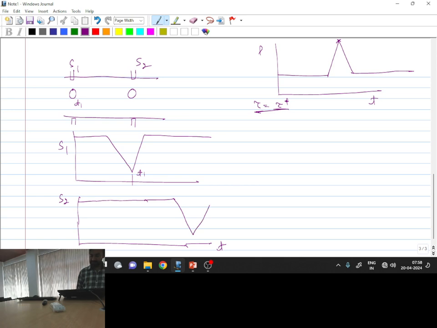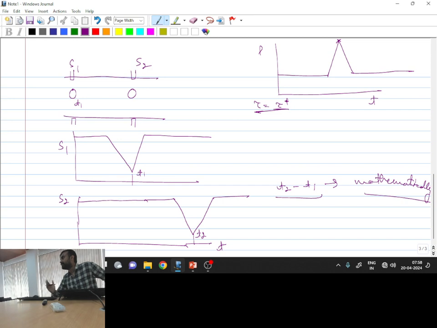This signal will be showing self-similar behavior at some time t2. Now, if you are able to determine this difference t2 minus t1 such that your signal is mathematically similar or mathematically cross correlated, then you can say that that is the time which is taken by the bubble to move from this location to this location.